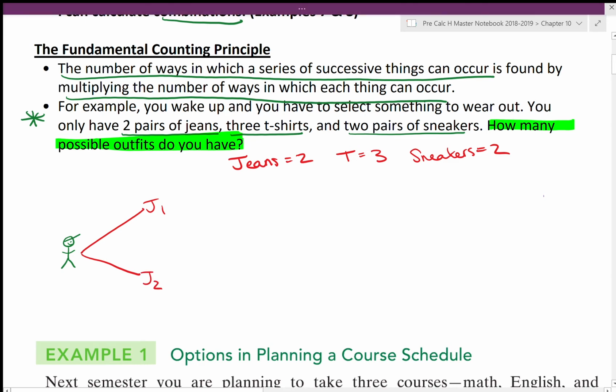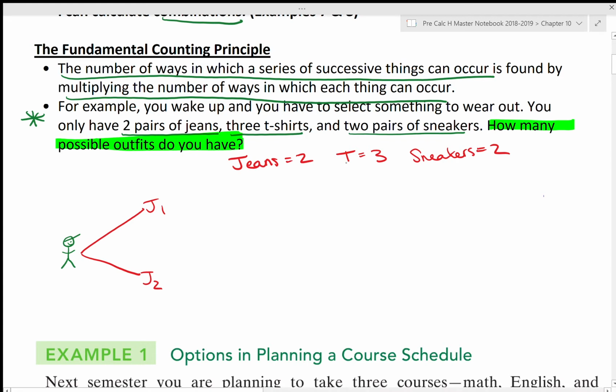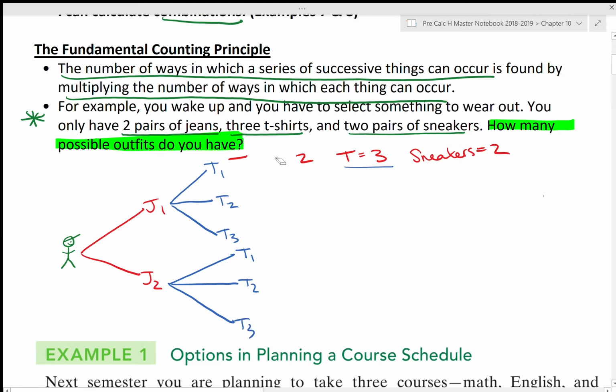Then from the pair of jeans, I can figure out, all right, how many T's? 3 T's. If I pick the first pair of jeans, I can have either t-shirt 1, t-shirt 2, or t-shirt 3. And that's the same if I pick the second pair of jeans. It's not like because I wore the blue jeans, I can't wear certain shirts. And then last are sneakers. So I can wear either sneaker 1 or sneaker 2 for any one of these possible outfits, right?